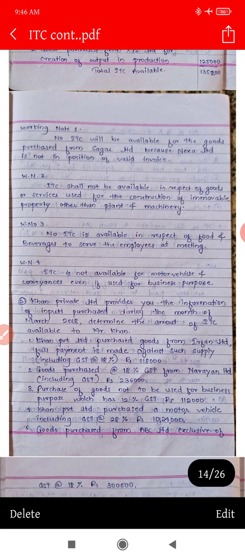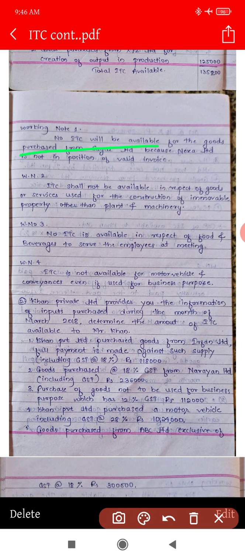So here in the working notes I have explained why input tax credit is not available for the goods that are purchased from Sagar Limited. For the goods that are purchased from Sagar Limited, we will not get input tax credit. Why won't we get input tax credit? Because there is no valid invoice given here. So there is no valid proof that you have paid tax to Sagar Limited, so you will not get any input tax credit.